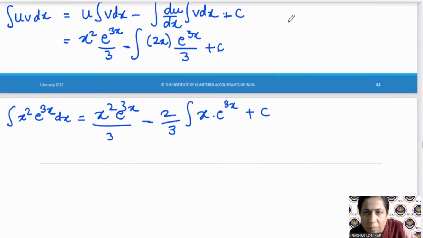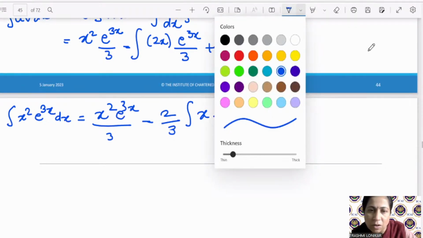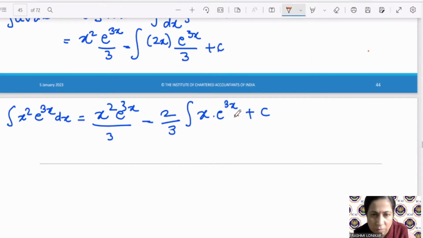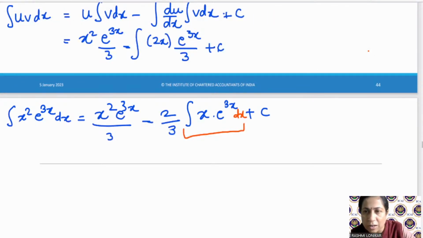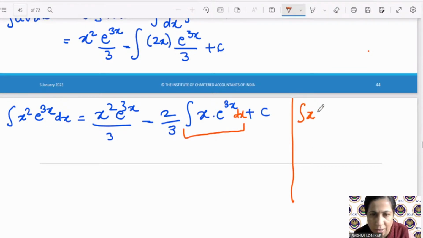Now, sometimes you get confused: why am I not getting the answer? That is simply because this is to be integrated again by parts. This is x into e raised to 3x, right? So I have to integrate by parts again. I will calculate it separately and then substitute. Let me see what is the integral of x e raised to 3x dx. Only this integration I am trying to find out.